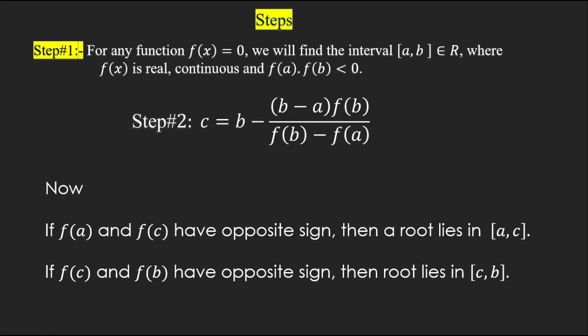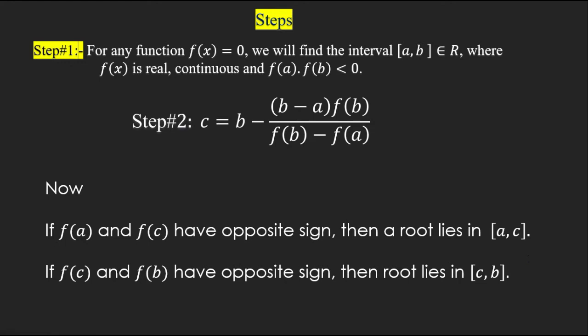In the second iteration, this a comma c is the subinterval of AB, and we will repeat the whole process for AC, and then in the third iteration we will find the subinterval of AC or CB, and we will repeat this process.